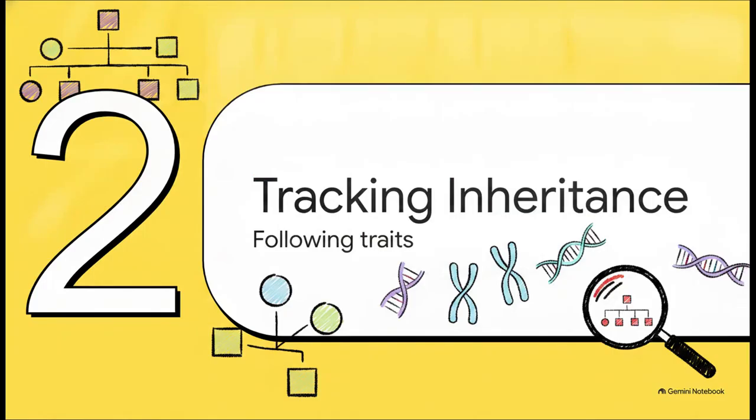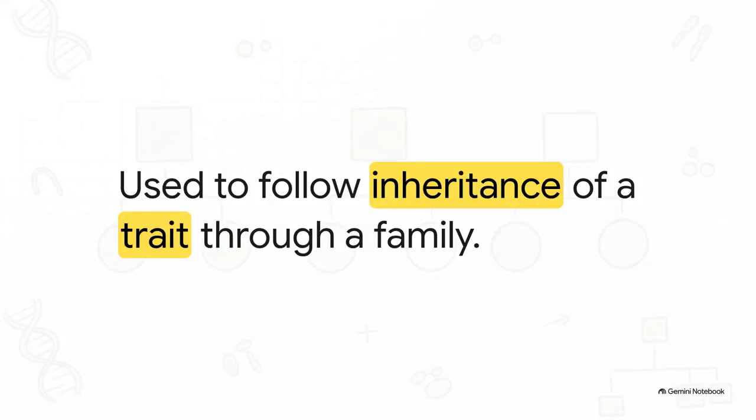Moving right along to section 2, tracking trait inheritance. Now that we know what a pedigree is, you might be wondering, why go through all the meticulous effort of making one? Well, the core purpose is to follow the inheritance of a trait through a family. We take this scientific document and carefully trace a very specific characteristic as it travels generation after generation. It's honestly exactly like being a biological detective.